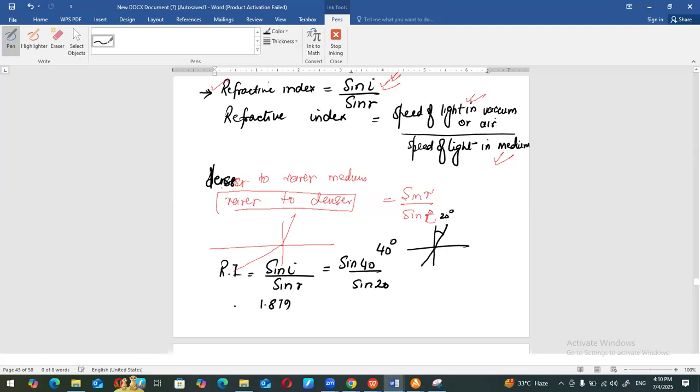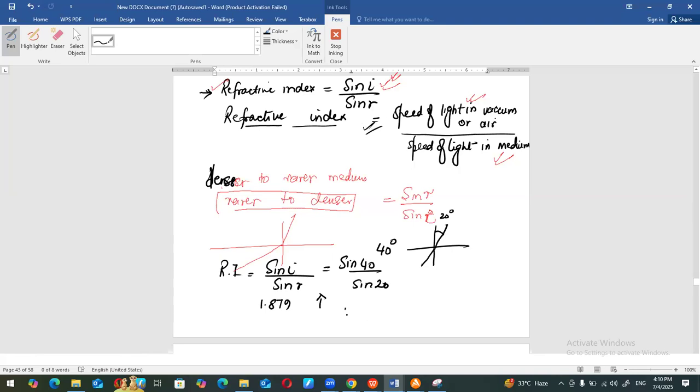1.879. It is a big refractive index, but I tell you one thing, the refractive index value shall always be greater than 1, because the speed of light in air is maximum. In a medium it will always be less. So the refractive index technically tells you how fast the speed of light is. Now, once you find that value, if I, for example, ask you what is the speed of light in the medium, then you can use that formula again.